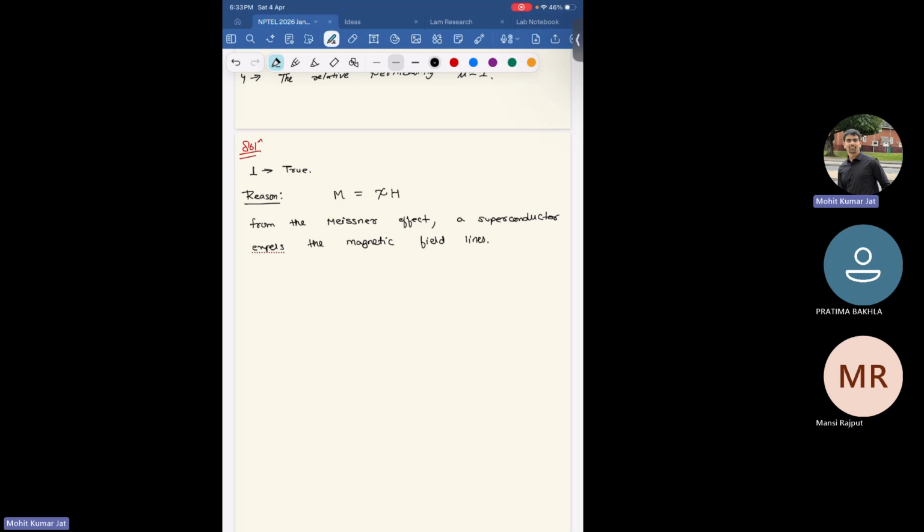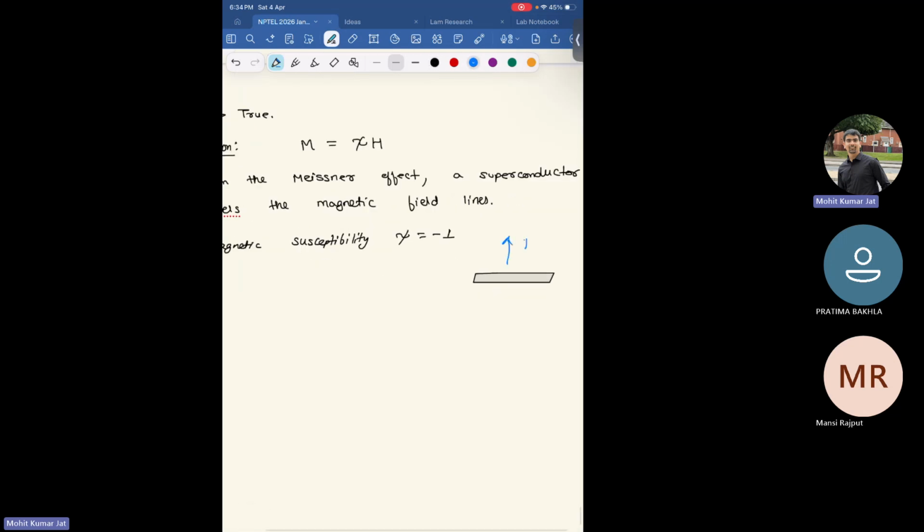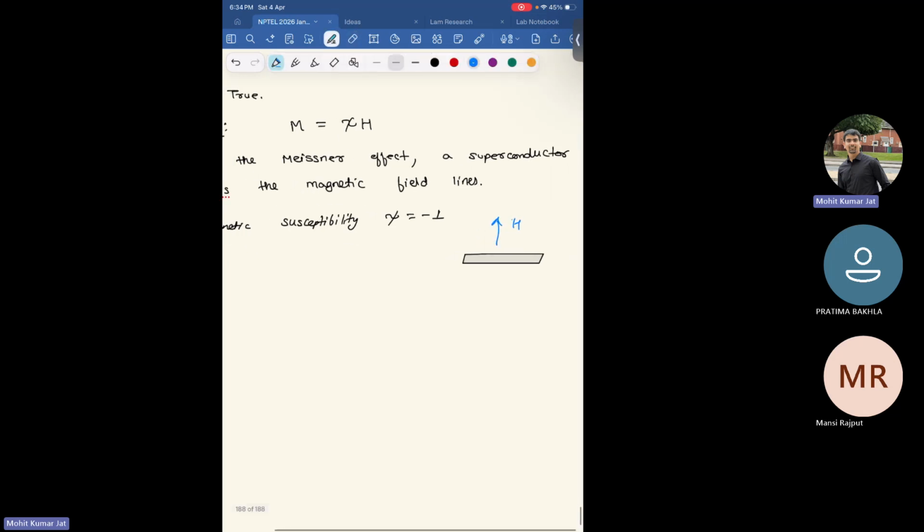And because of that, your magnetic susceptibility chi is equal to minus 1, and your internal magnetic field becomes 0 because your M is like minus H. Think of it like you have a superconductor in which you are applying a magnetic field, let's say H. So what will happen if you apply this? Magnetic field lines are there, right?